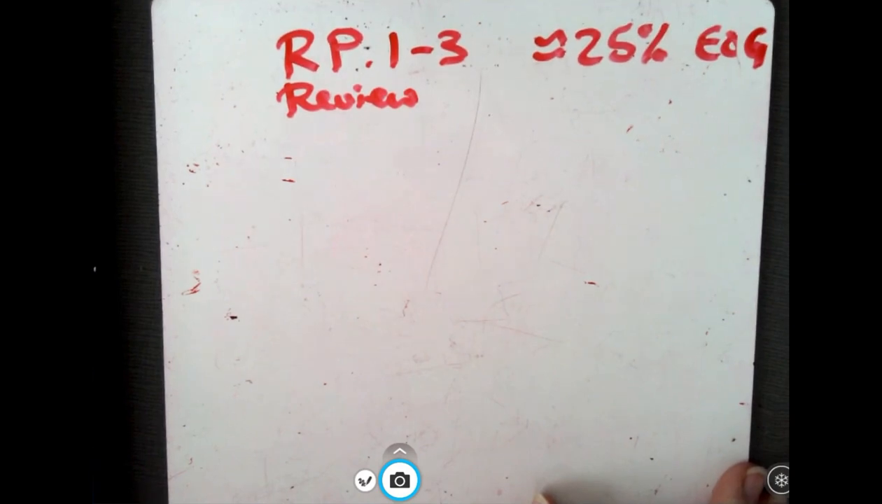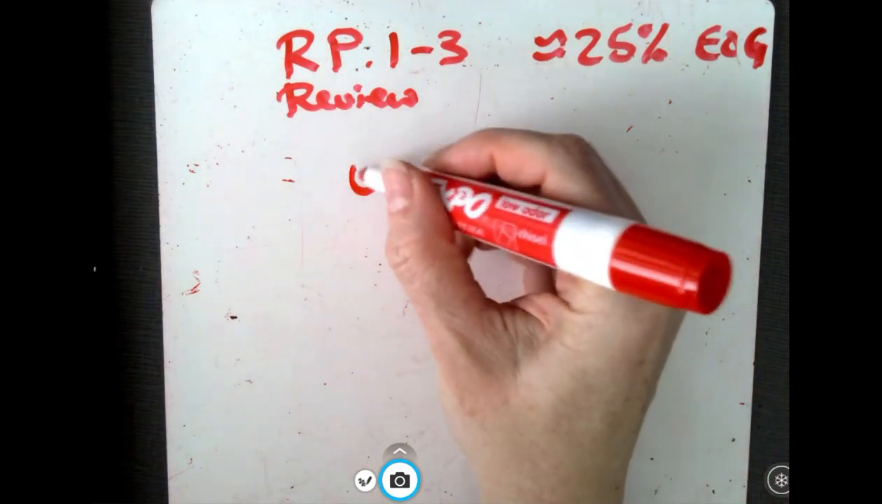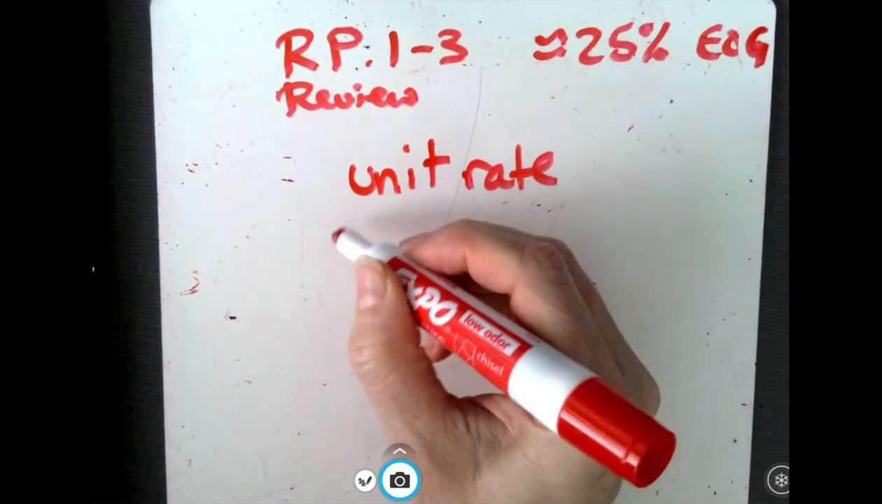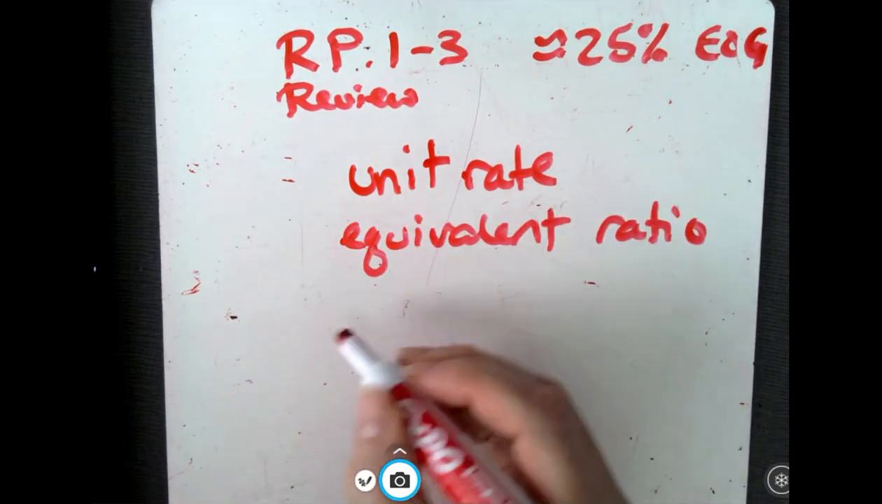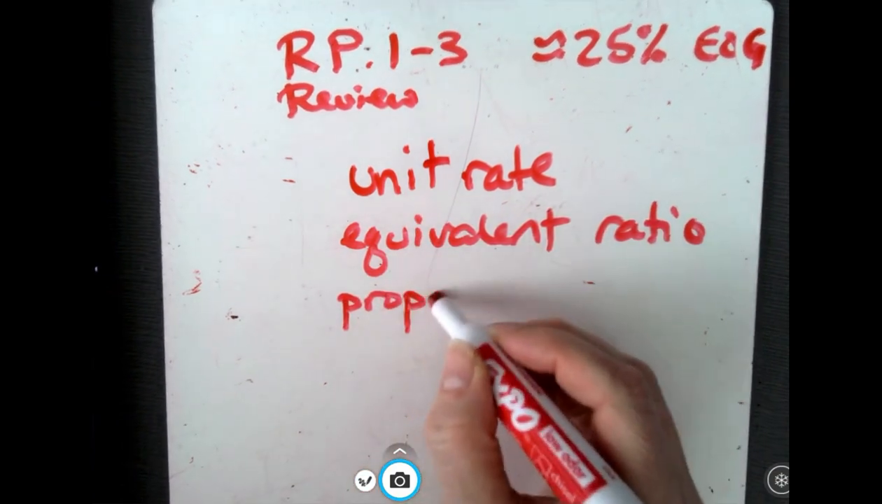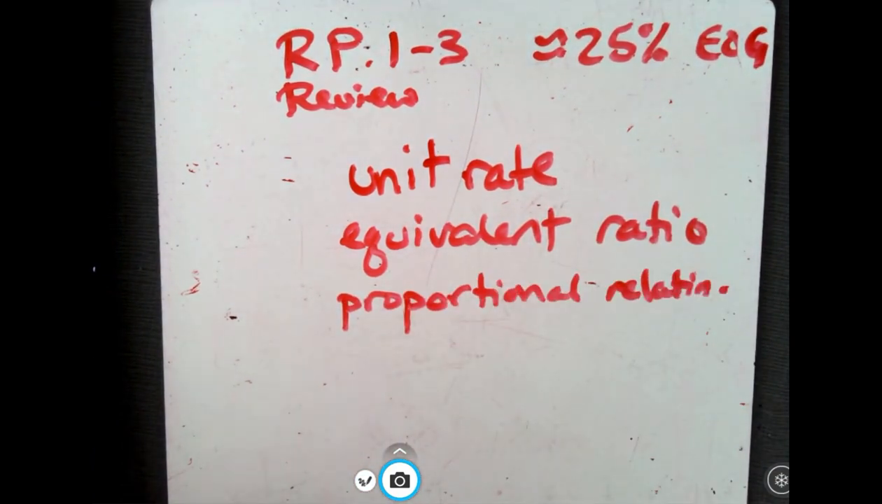Today we're looking at the ratios and proportionality standards 1 through 3, and most of them come down to a few key concepts. One is unit rate, one is an equivalent ratio, and then one is proportional relationships. So those three are the big things that if you understand and you're able to calculate, you should be able to solve a lot of the questions on the EOG.